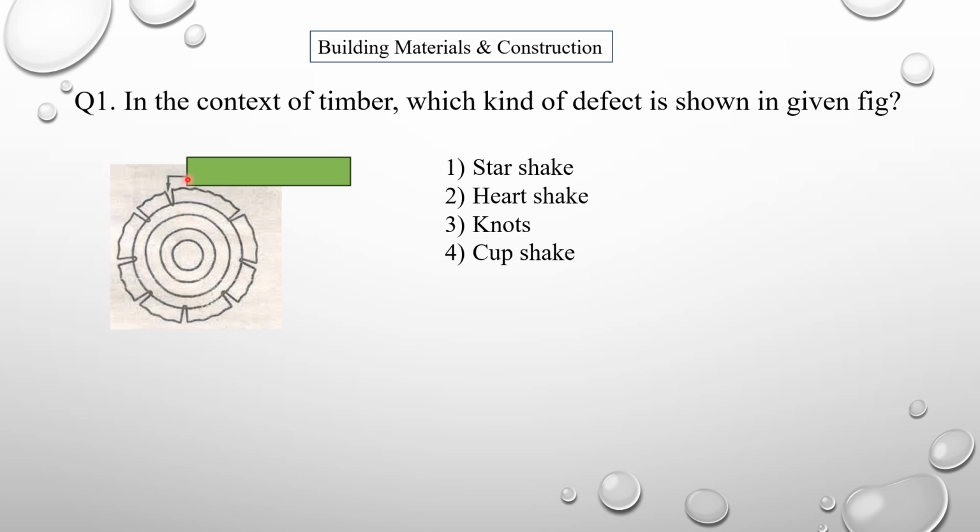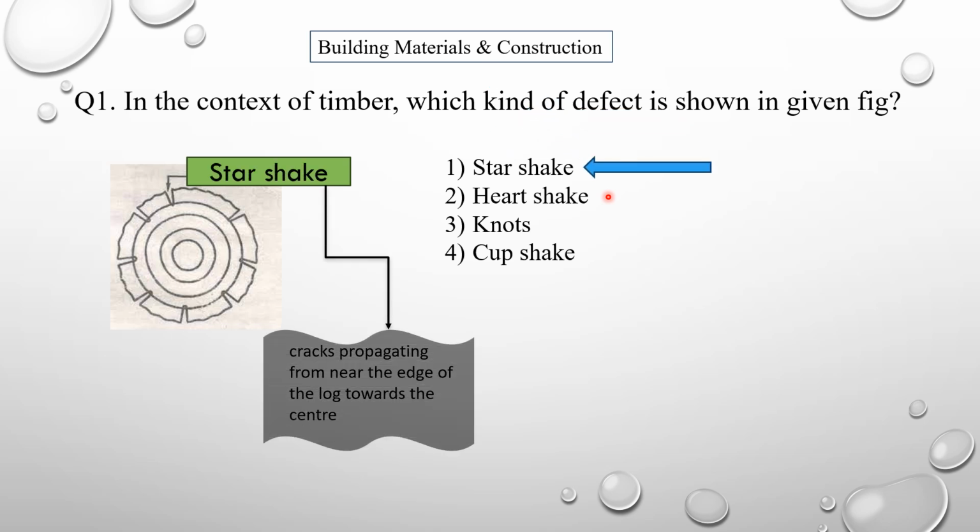So the cracks are forming from the outer part, meaning from the bark towards the sapwood. Therefore, these types of defects are called star shakes. So these are the star shakes. Star shakes are cracks propagating from near the edge of the log towards the center. Okay, so in this question, only discussing the answer is not enough. For overall study or complete conceptual clarity, you need to see the other options from the question. So first we see the heart shake, knots and cup shake before moving to the second question.